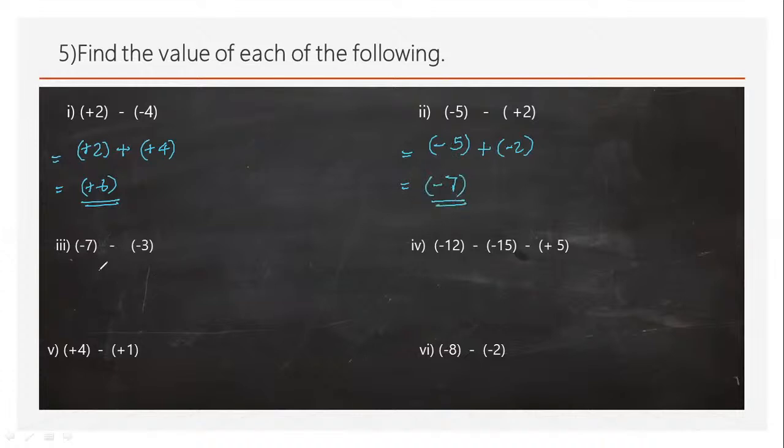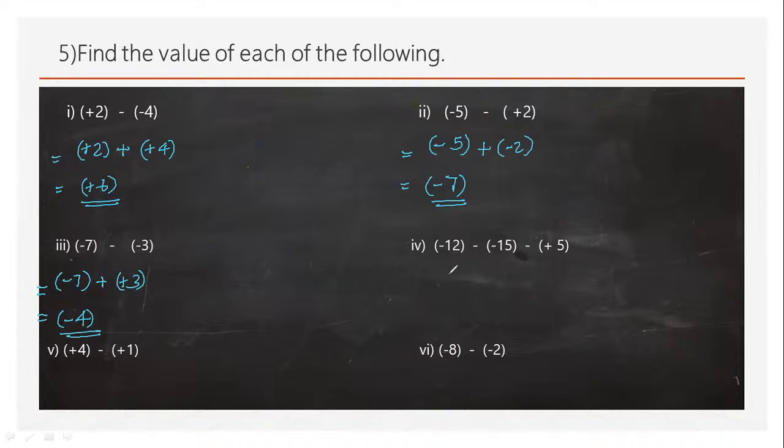And this one, minus 7 minus minus 3. Now you can write here minus 7 plus 3. You have to take the difference when different signs are there. 7 subtract 3 is 4. The larger numerical value is 7. It contains minus, so the answer is minus 4. Now let's go to the next one.